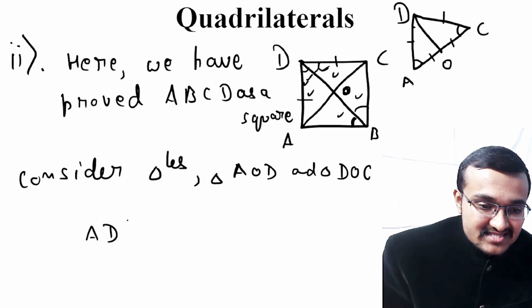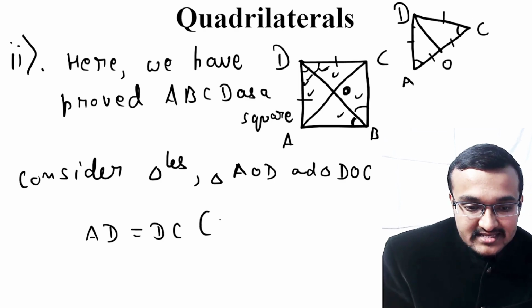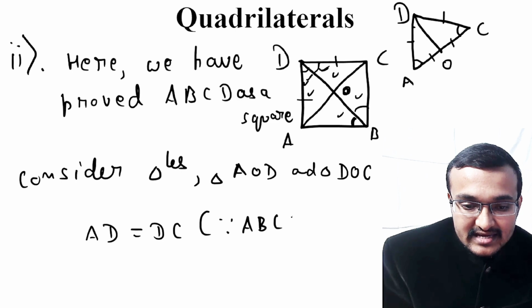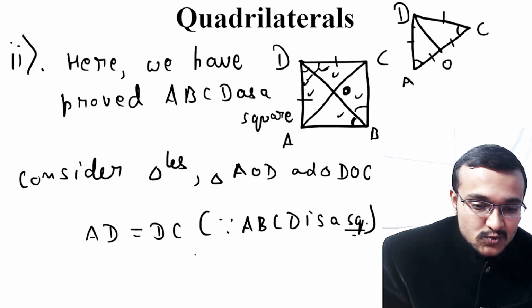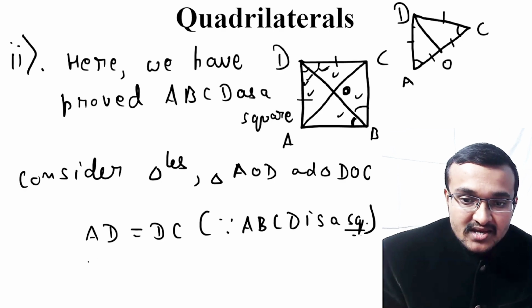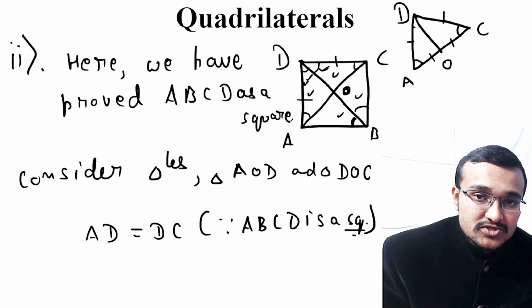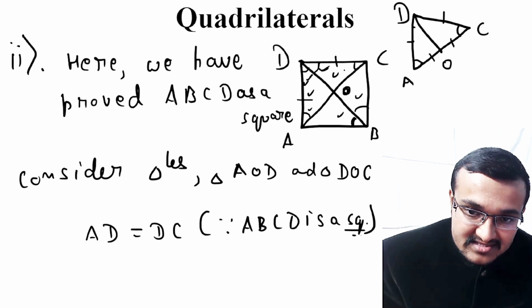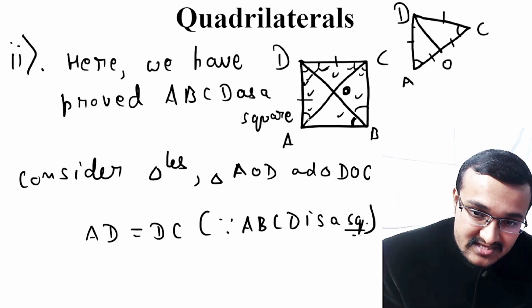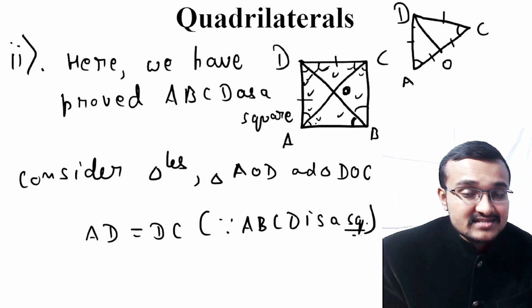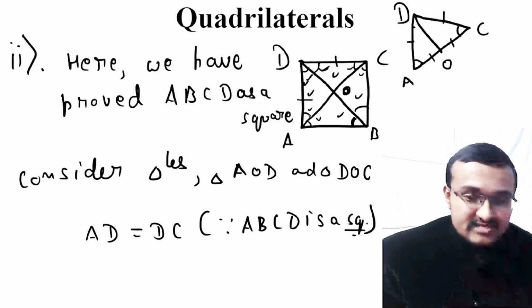So now AD is equal to DC. This is because ABCD is a square, so AD is equal to DC. Now we'll consider this particular angle and this particular angle. We have proved that all four angles are equal to each other. We have proved that in the previous case.